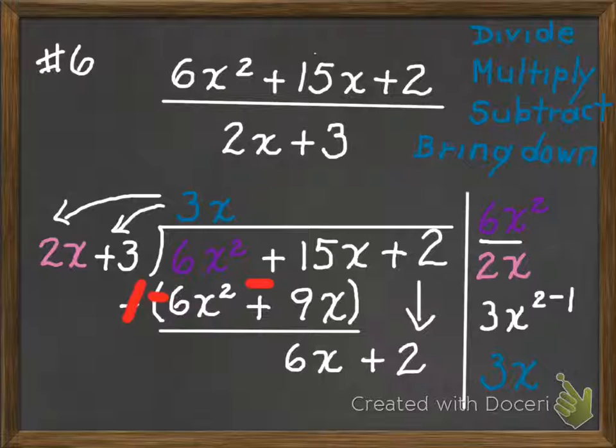So that means we need to distribute that minus sign among each of the terms in parentheses. So we go the minus 1 times the 6x squared, and we get minus 6x squared. And minus 1 times the 9x, we get minus 9x. So now we're going to use the red minus signs. 6x squared minus 6x squared is 0. That should always happen, that first term disappears. 15x minus 9x is 6x. Okay, so we've divided, we've multiplied, we've subtracted. Very last step, we bring down the 2, and we have 6x plus 2.